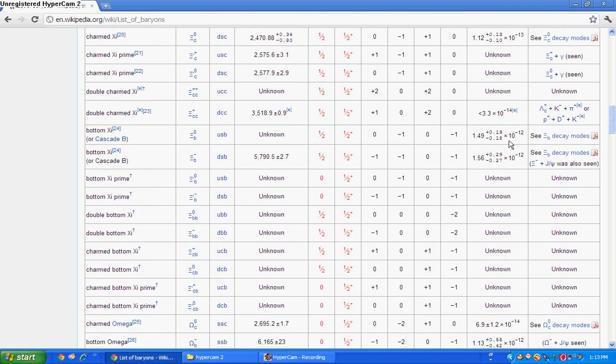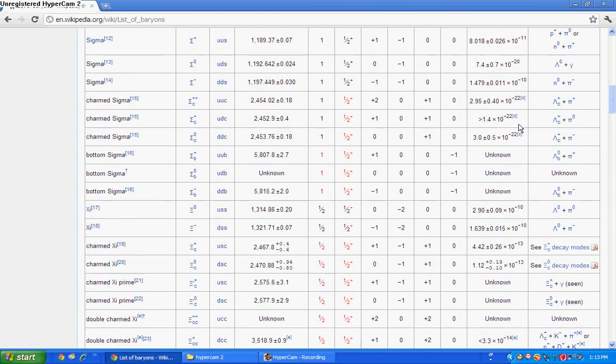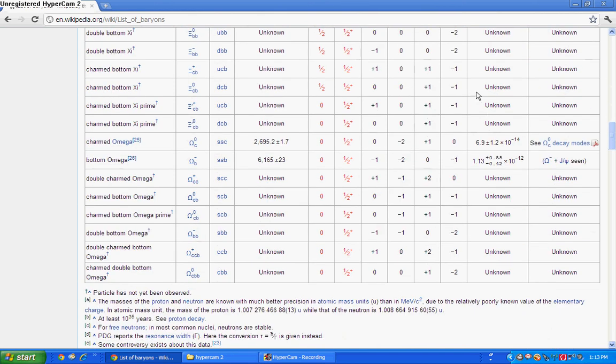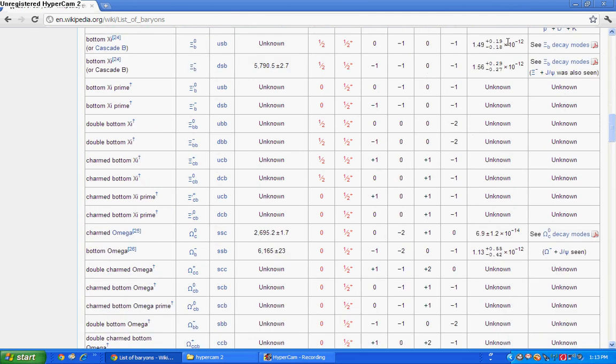The smallest mean lifetime for one of them is the charm sigma, the up charm, which has 2.95 times 10 to the -22 seconds. This charm sigma right here, the up-down charm, is the most unstable one, but I'm sure anything with the top would be, well, actually that's too unstable.